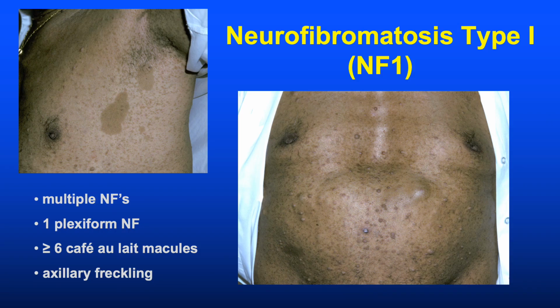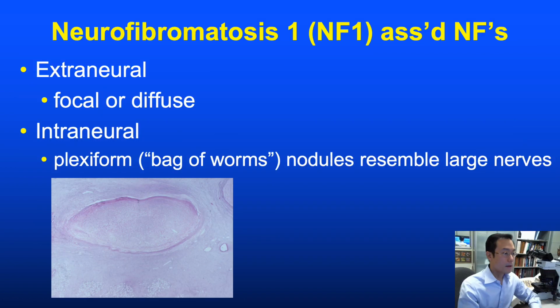With multiple neurofibromas or even a single plexiform neurofibroma, we should be thinking NF1. The commonly encountered conventional small neurofibromas have no distinctive histologic features, whether they be sporadic or NF1 associated. However, some other patterns are unique. The diffuse neurofibroma and plexiform neurofibroma have distinctive appearances.